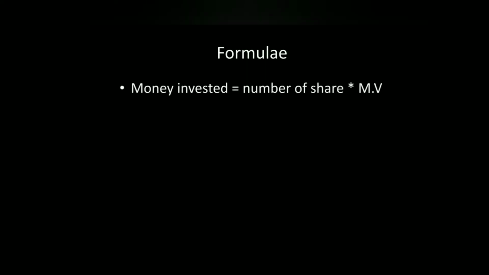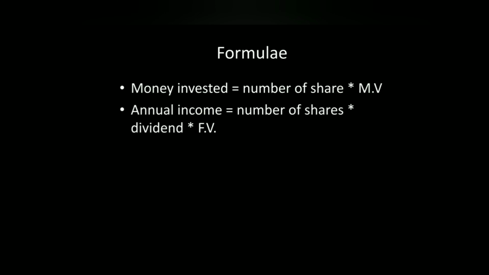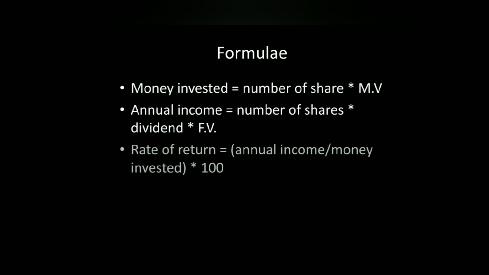Moving further, the formulas which are generally used in this chapter are very easy. Just 3 formulas are there, and you need to know these 3 formulas. The whole chapter is in your hand. Money invested is equal to number of shares into market value. Annual income is equal to number of shares into dividend into face value. Rate of return is equal to annual income upon money invested into 100. In the previous quotation we were talking about only one share, so we did dividend upon the market value into 100. So these are the three formulas which you need to learn and go through.